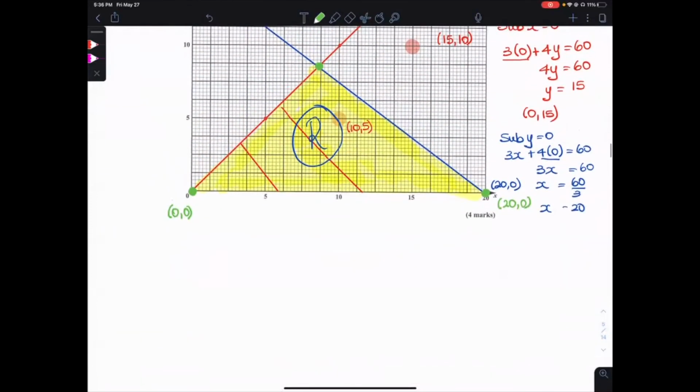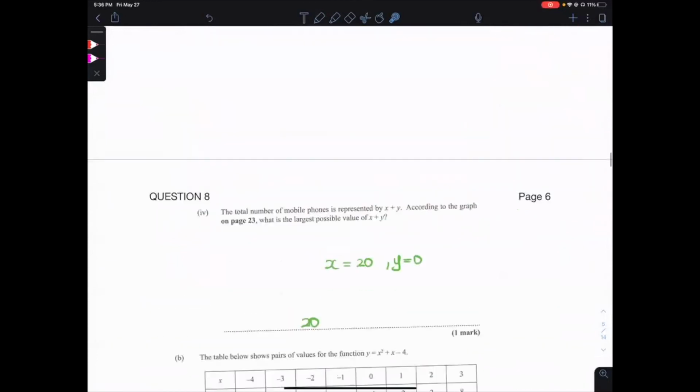And whenever we have to find the maximum profit or anything like that, we are looking for the points at the vertices, right? This one would not be more than 20, so I didn't even consider this, right?